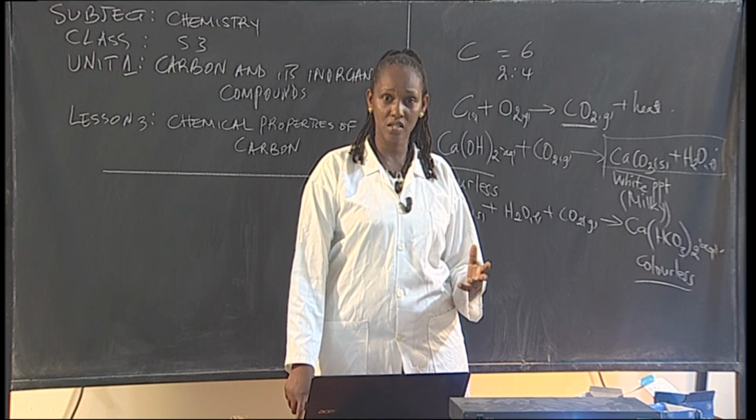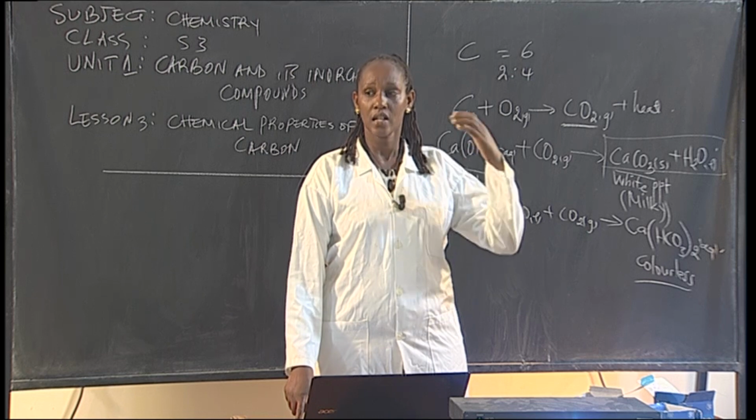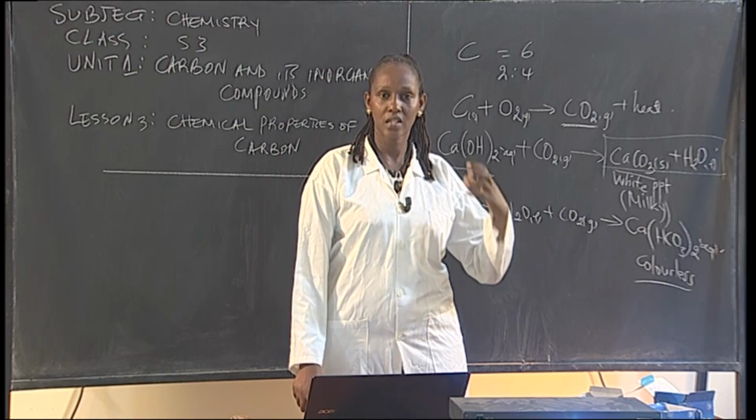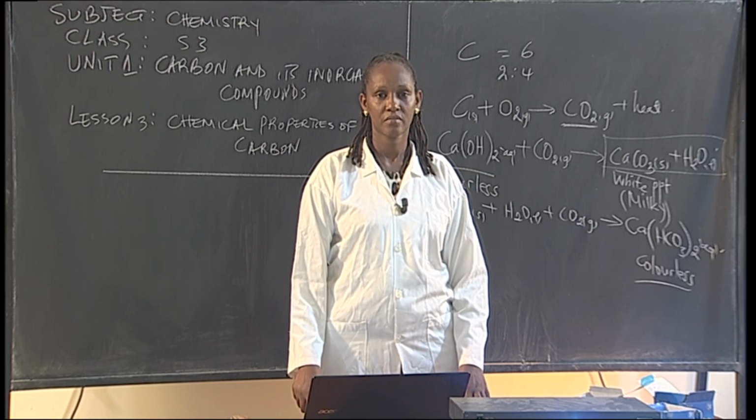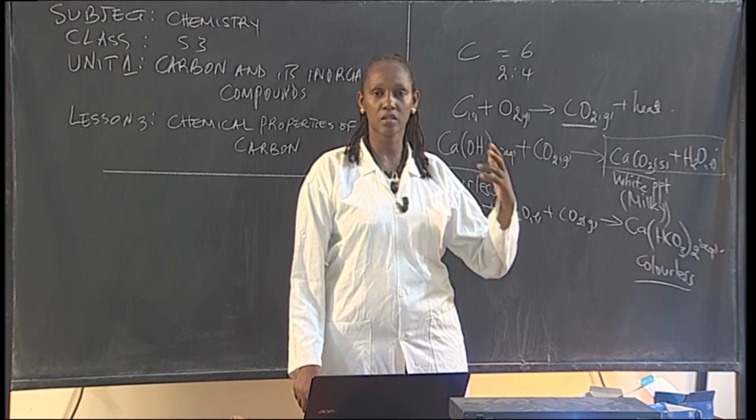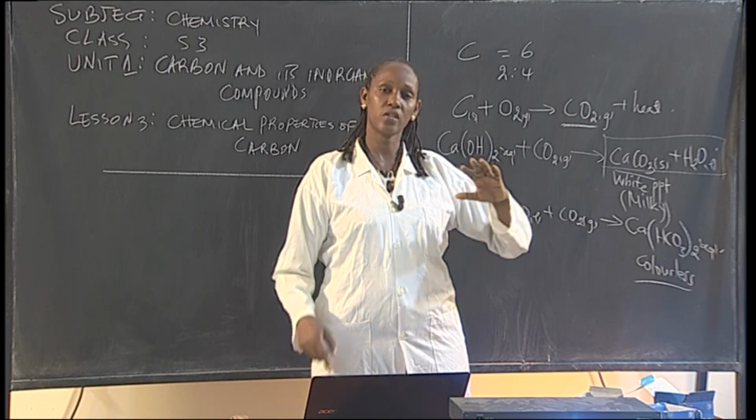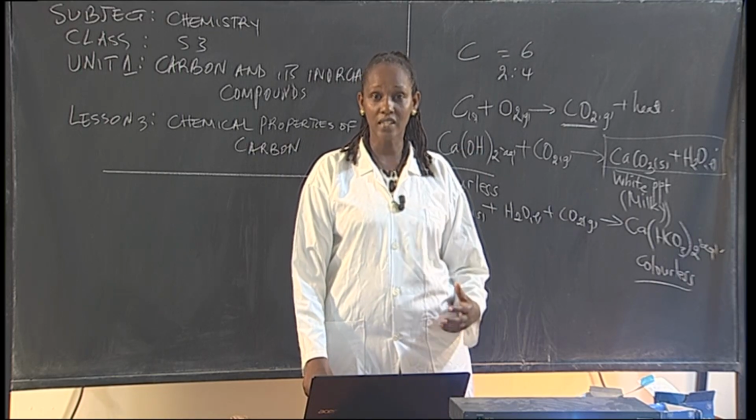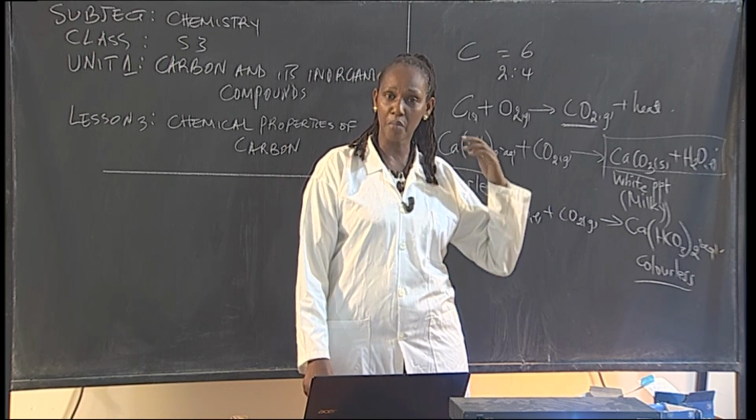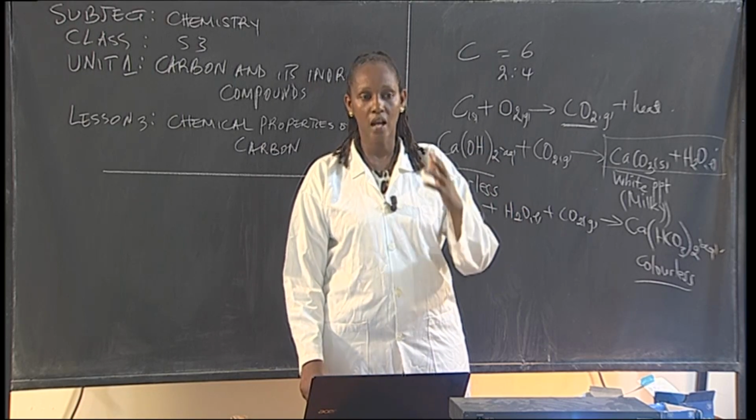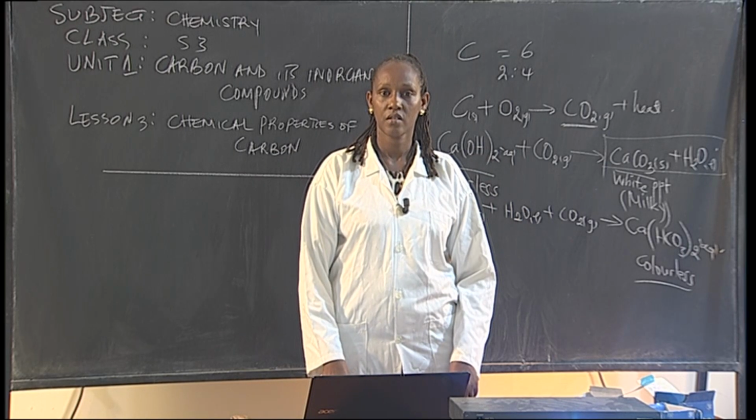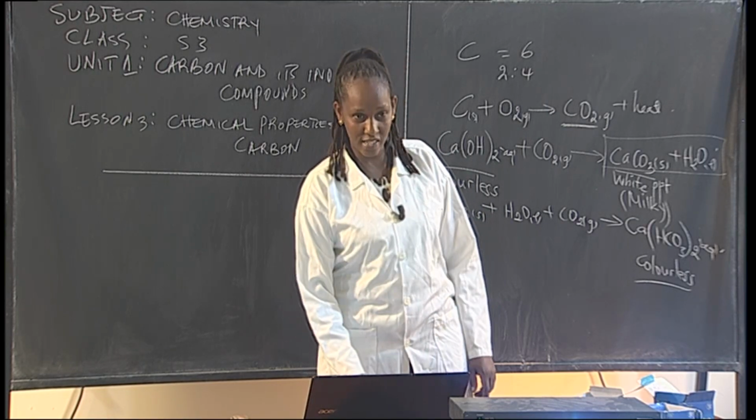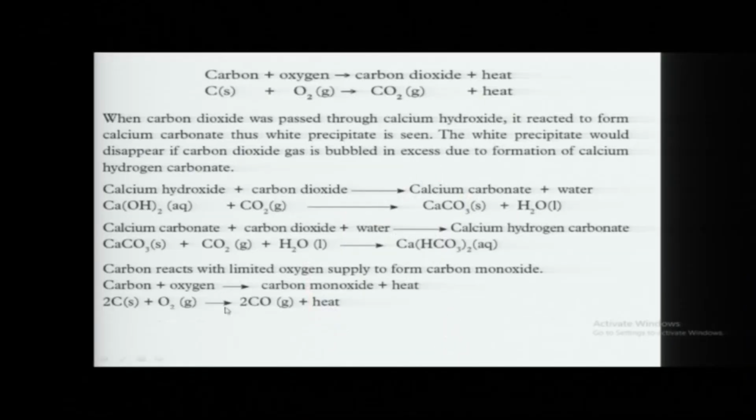But there are times when there is limited oxygen. Carbon reacts with limited oxygen, like the other time we were talking about how charcoal is made, covering the pores and introducing limited oxygen. In that case, we don't form carbon dioxide, we form carbon monoxide. CO only, without the 2. That is carbon monoxide, as you can see in the equation on the slide.